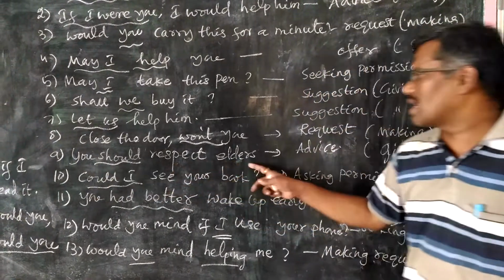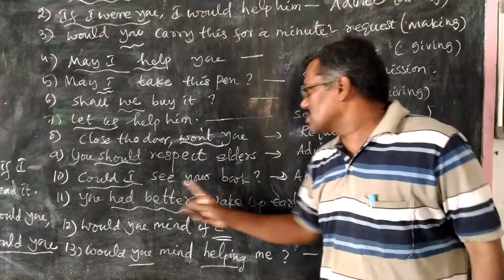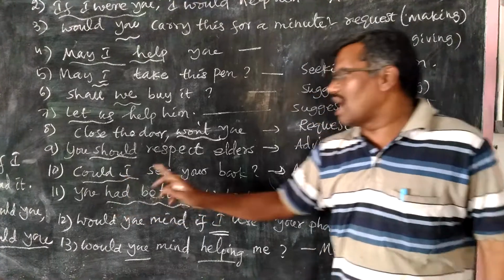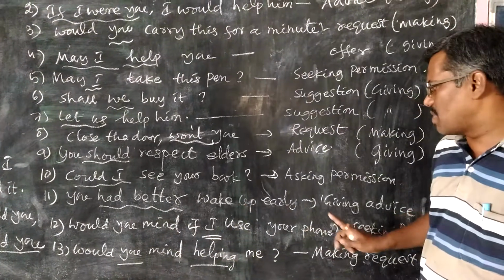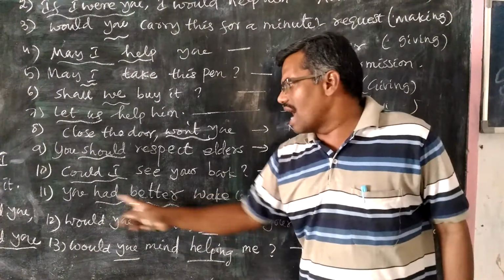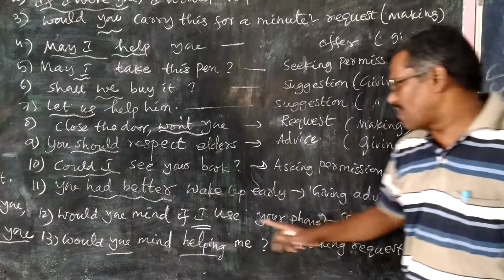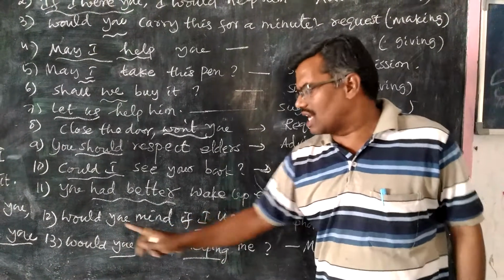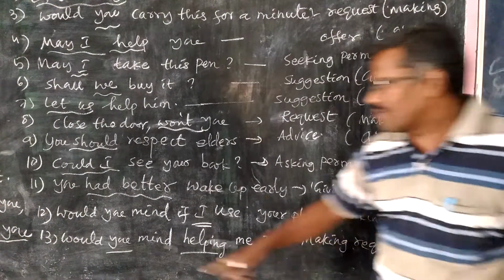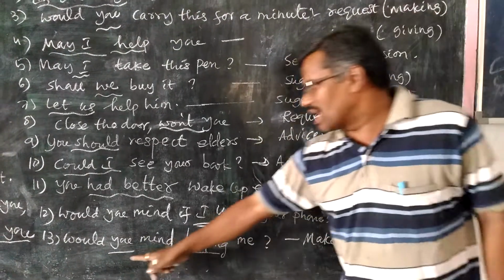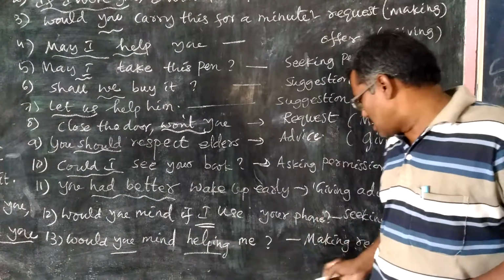Next, you should respect elders. Whenever should is there, we can say that it is an advice. Could I see your book? Whenever I is there, the I expression refers that it is asking permission. You had better wake up early. This is giving advice because whenever we have had better, we can directly say that it is an advice. Would you mind if I use? Whenever I is there, if I is there in the expression, then we can say that it is seeking permission. Next one, would you mind helping me? Whenever mind you is there, then you can easily say that it is a request.